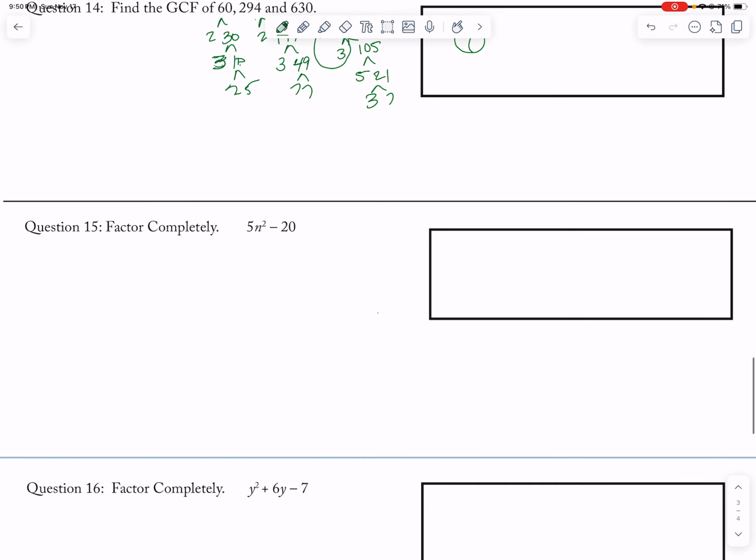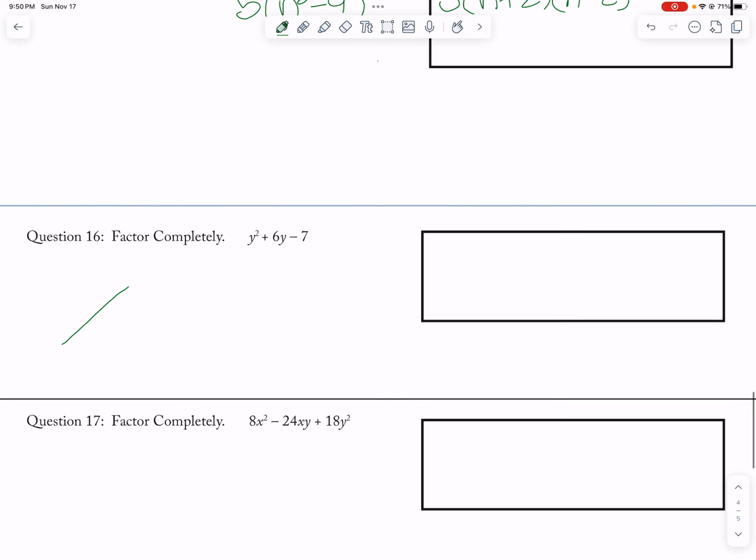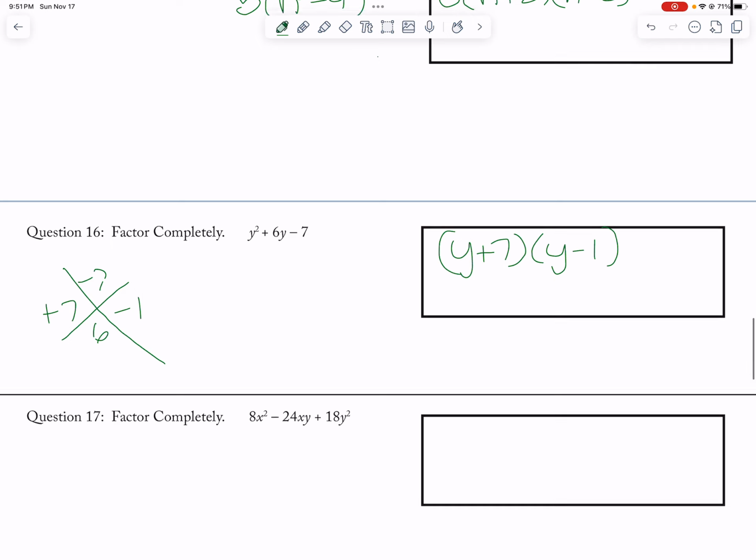Okay, so 5n squared minus 4, so 5n minus 2 and n plus 2. Here, this is negative 7 and 6, so positive 7 and negative 1, so y plus 7, y minus 1.